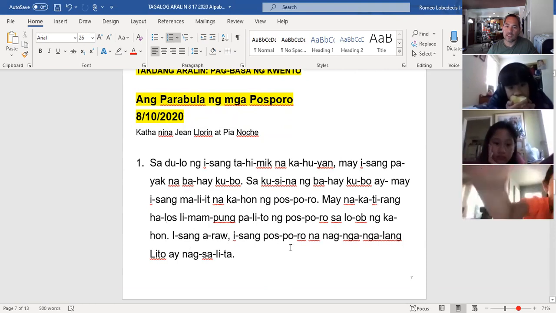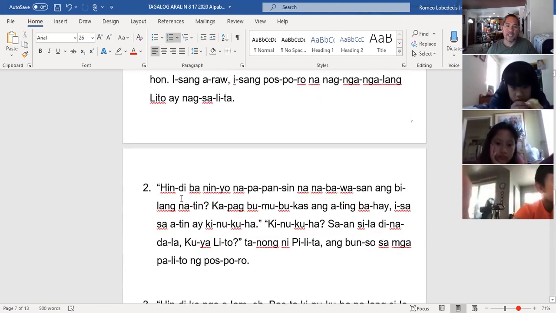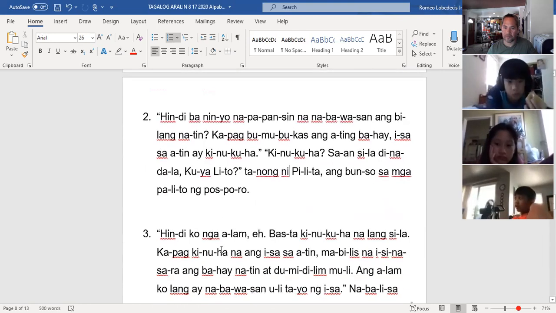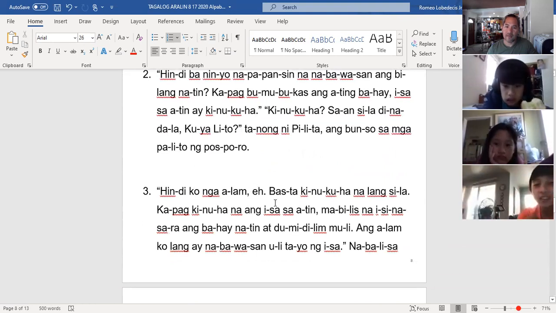Isang araw, isang posporo na ang nagngangalang Lito ay nagsalita. Hindi ba ninyo napapansin na nababawasan ang bilang natin? Kapag bumubukas ang ating bahay, isa sa atin ay kinukuha. Kinukuha? Saan sila dinadala, Kuya Lito? Tanong ni Pilita, ang bunso sa mga palito ng posporo. Hindi ko nga alam eh, basta kinukuha na lang sila.